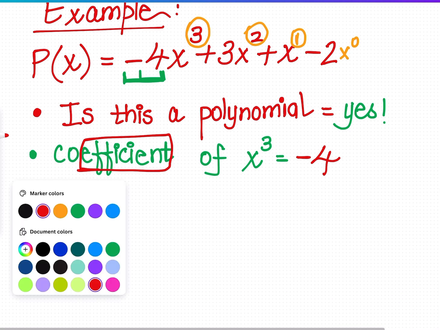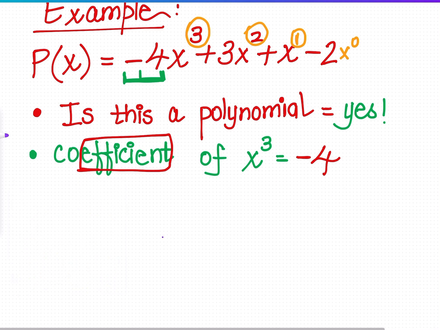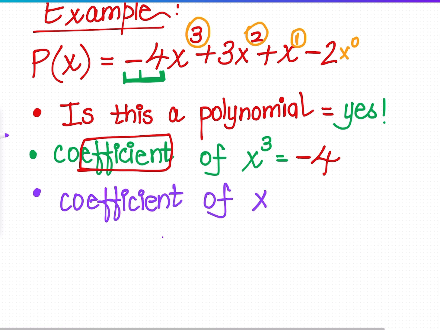And let's move on to the next type of question that could be asked about the same polynomial we are looking at, which is, what is the coefficient of x squared? Now take a look at the polynomial. This is the term with x squared. Take a look at the number before x squared. The number before x squared we can see here is +3. So we can say that it is +3 here.